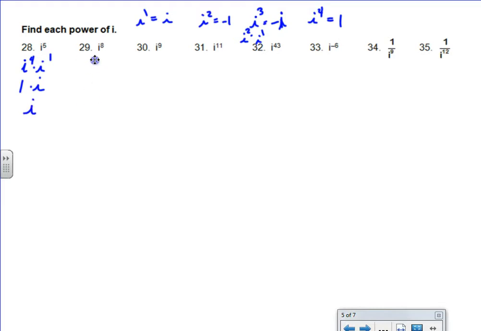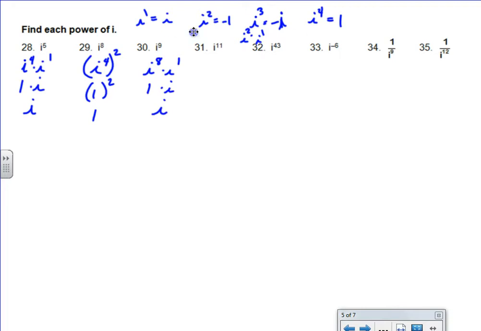i to the eighth, you could break it up a few different ways. I like to think of it as i to the fourth power that has been squared, because that would be the same as i to the eighth. Well, I know i to the fourth power is a 1, and then when I square a 1, I get a 1. i to the ninth, again, a couple different ways we can think about it. Let's do i to the 8th, which we just found, times another i to the 1st. So i to the 8th is a 1, and then i to the 1st is i, so it's i.